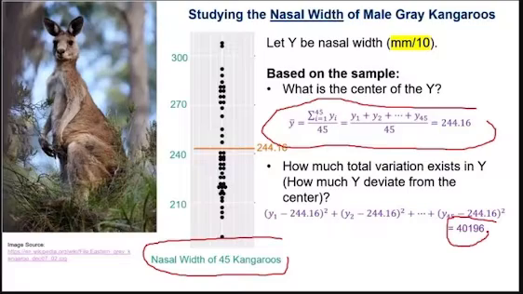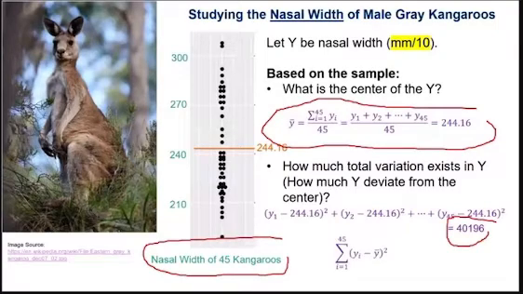Right now, I'm not interested in what explains that. I'm not looking at the NASA weight in relation to any other variable. I'm only focusing on the NASA weight alone, looking at the center and trying to figure out the total variation around that. The total variation around that is 40,196.